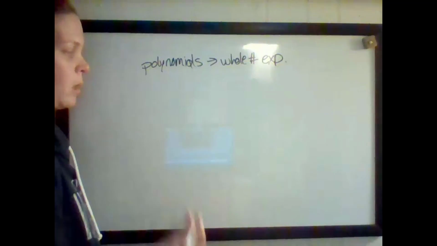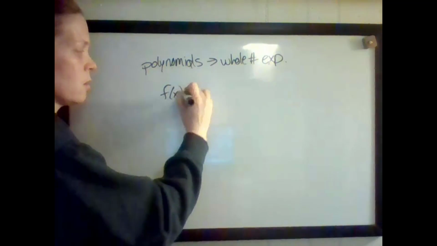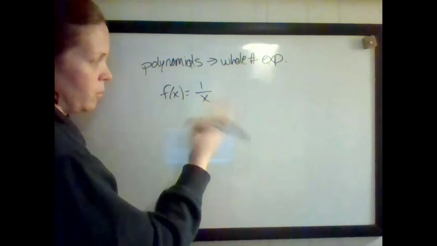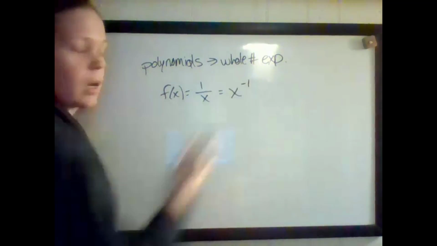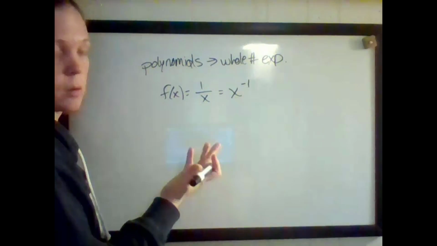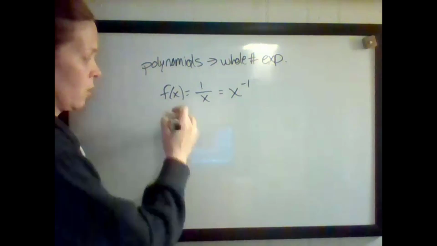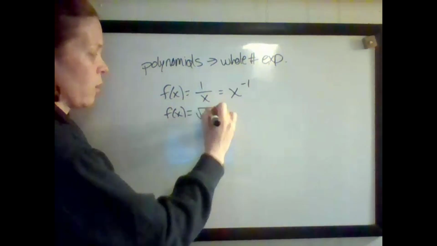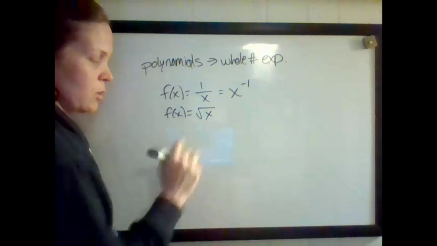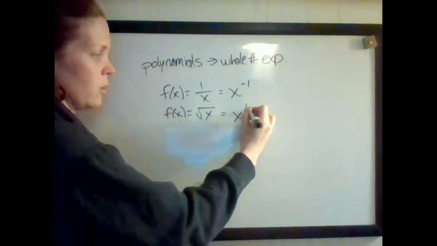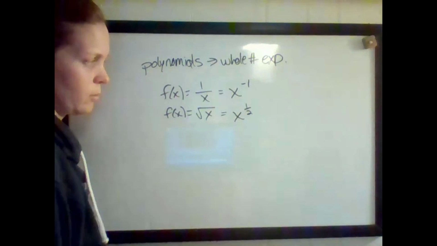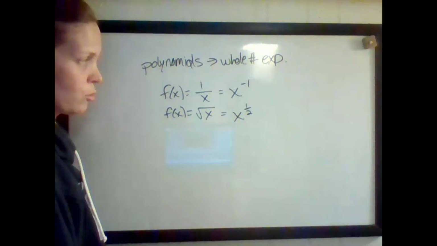So things that would not be polynomials would be things like f of x is 1 over x, which is a rational function. But think about it, you could rewrite this. This is x to the negative 1 power. So it's not a whole number exponent, and it's not going to behave the same as a polynomial function. Or how about f of x is the square root of x? Again, it's not going to behave like a polynomial function, it's a radical function. This is the same as x to the 1/2, right? So not a whole number, again. Even though it's positive, not a whole number.